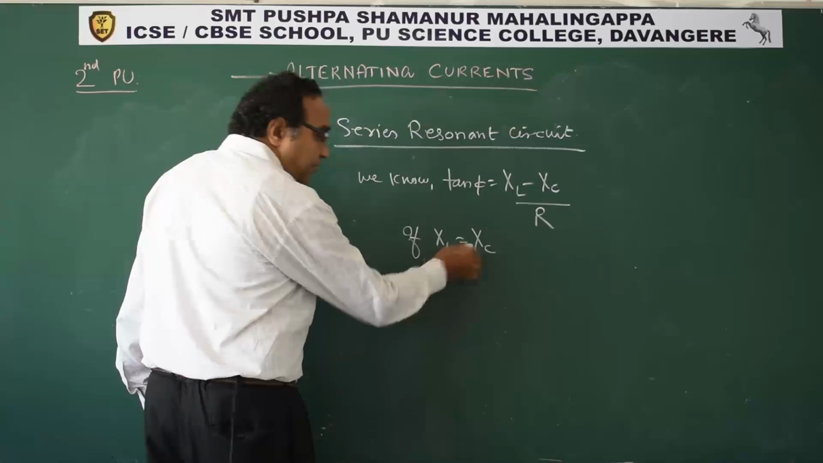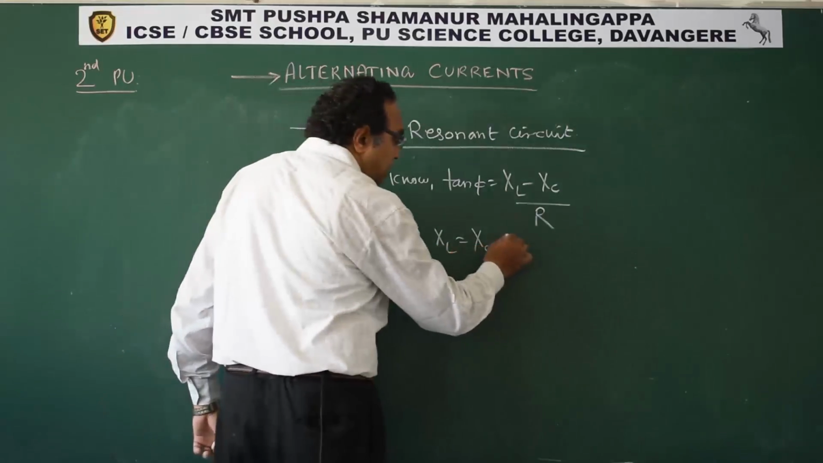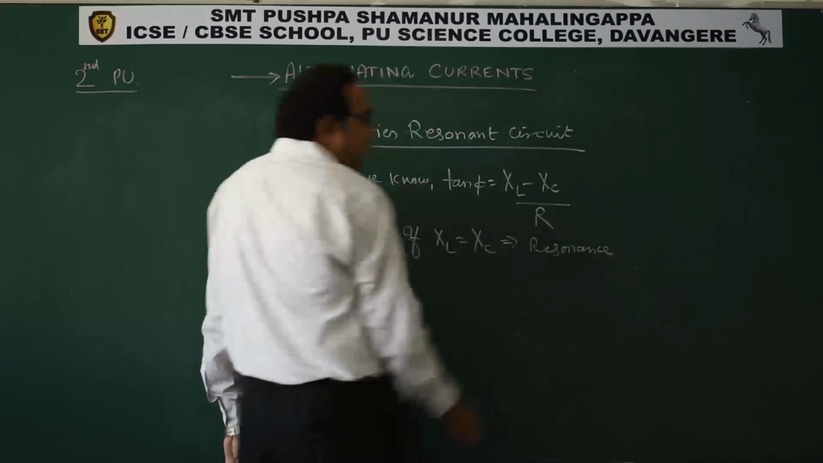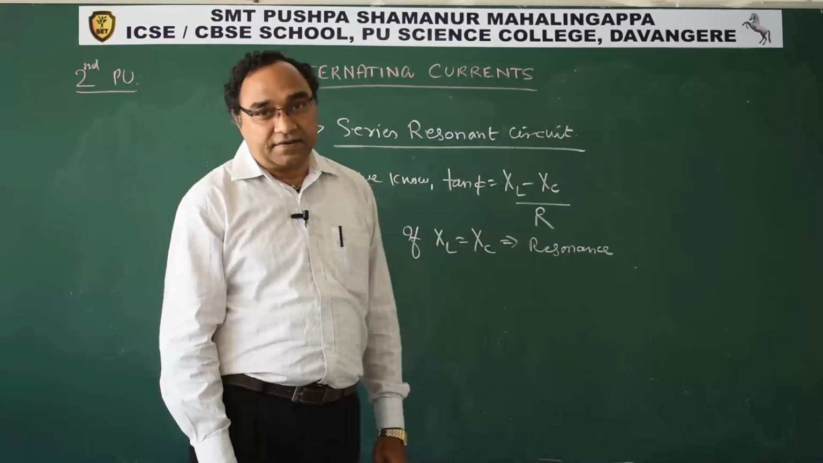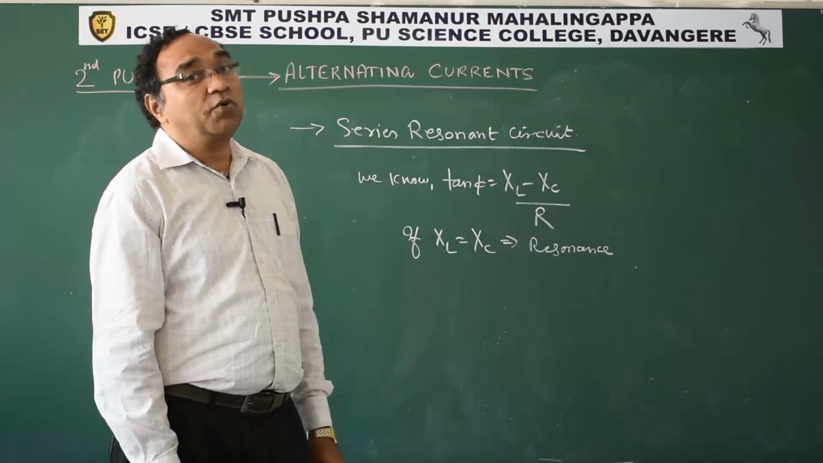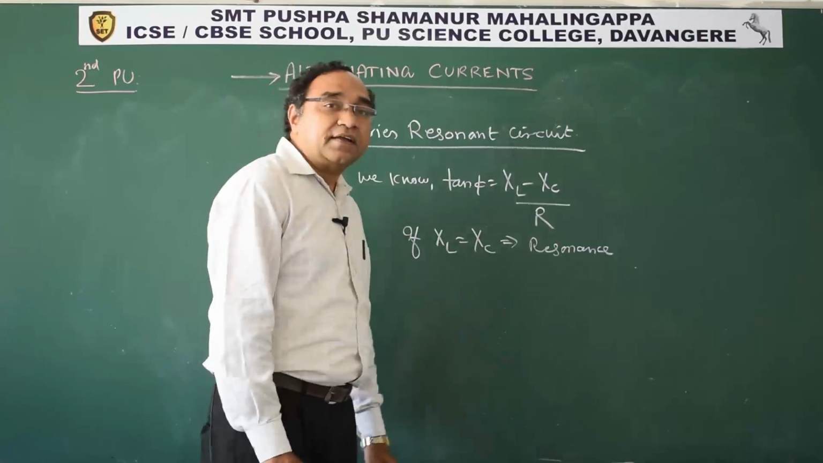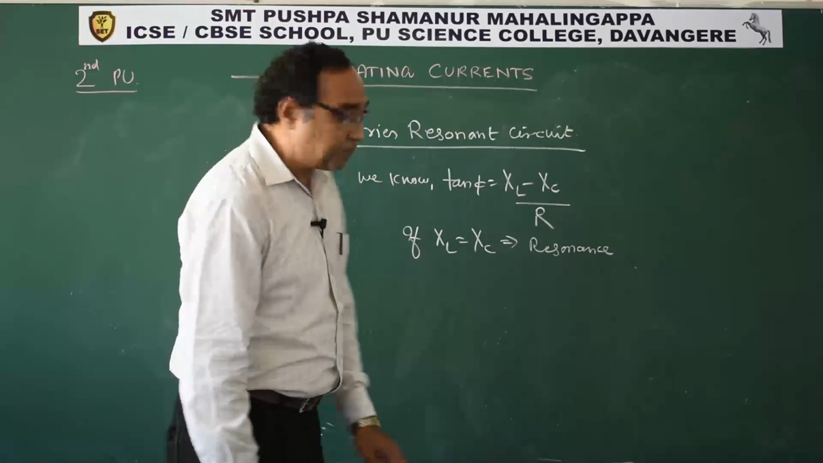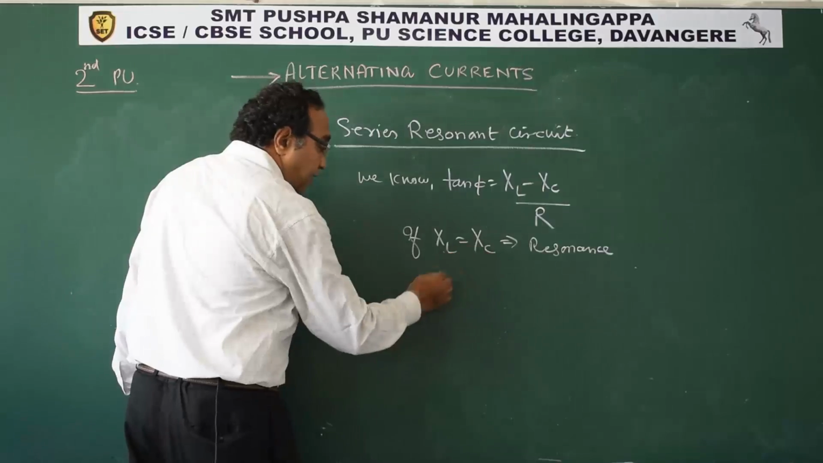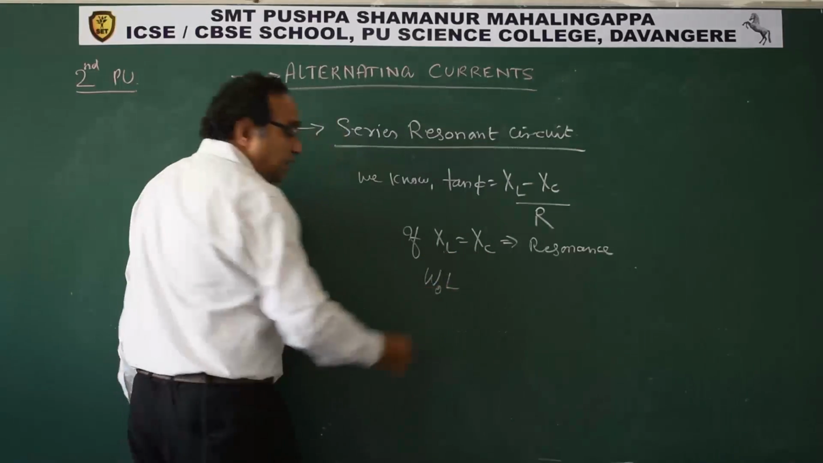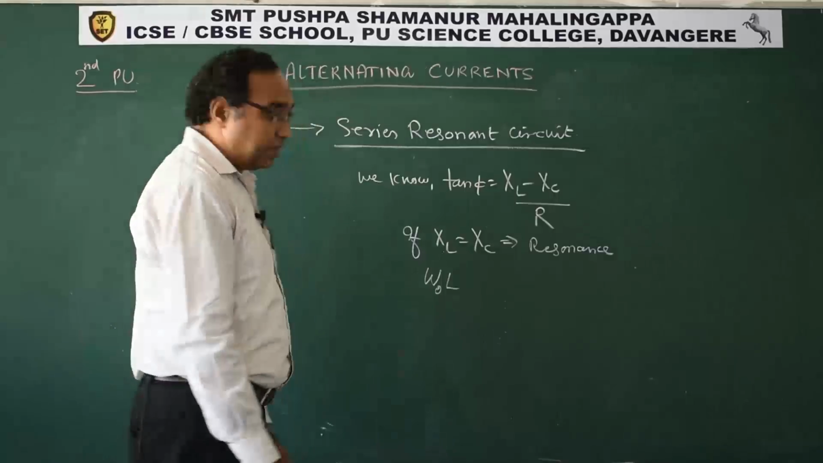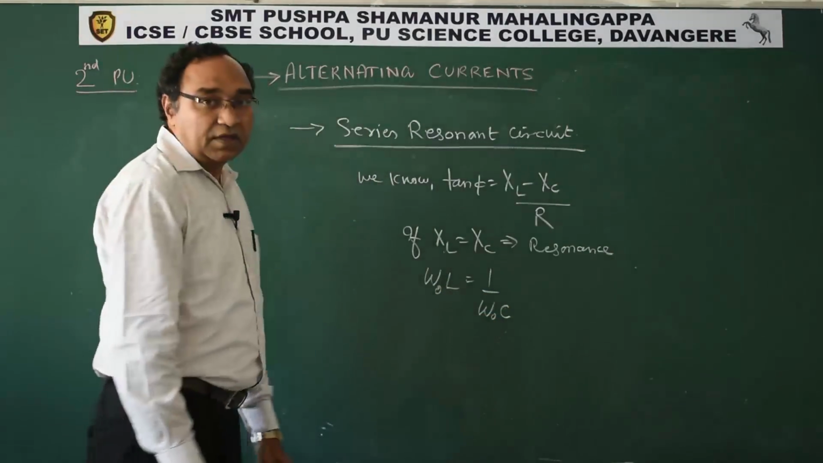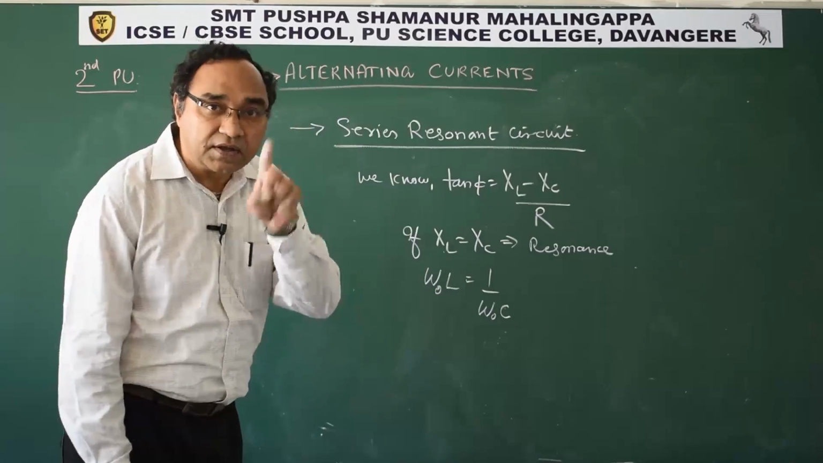So XL is equal to XC means what? This is the case of resonance. So resonance in an electrical circuit. So don't think there is some sound wave coming out of it. No, nothing like that. This is a behavior where we find they are having the same kind of resistance. So XL is equal to XC. Let us say the frequency at which resonance happens is omega naught. Then omega naught L is equal to 1 by omega naught C. So this omega naught will give us the resonant frequency.